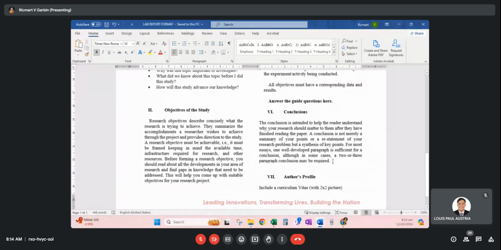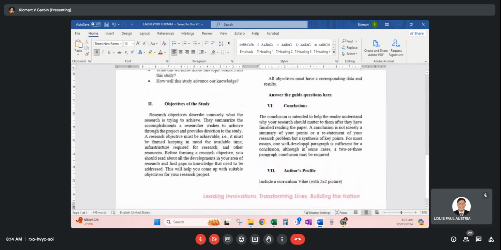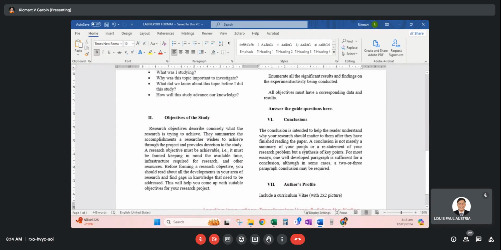So, hindi nyo na kailangan ilagay yung either for conclude, kasi that is already under conclusion. So, it is understood that that is a conclusion. So, no need to write a phrase na either for conclude, or in conclusion to, yung mga ganyan. So, just write a paragraph. Kasi under na siya ng conclusions, understood na yun yung conclusion.